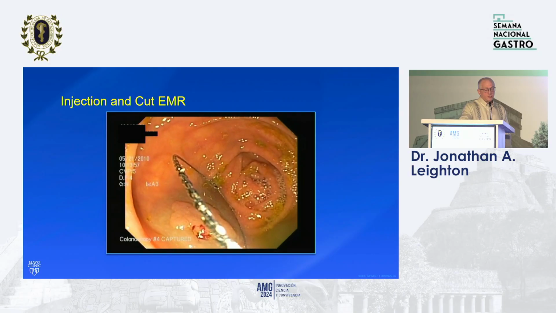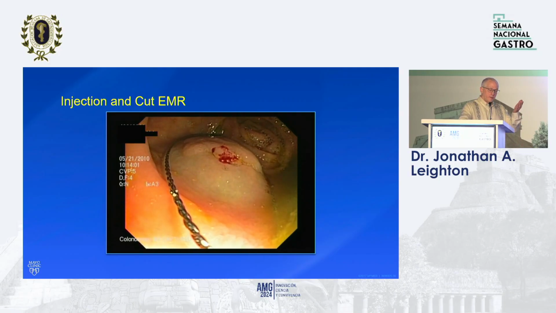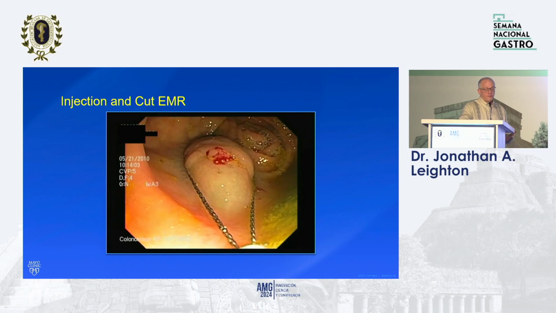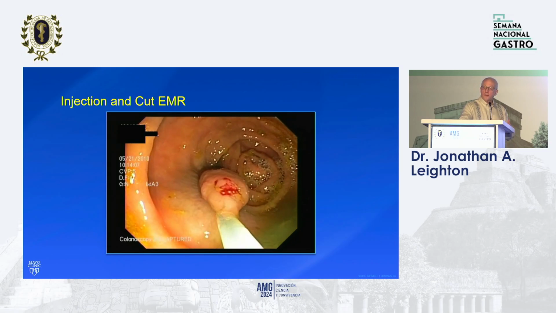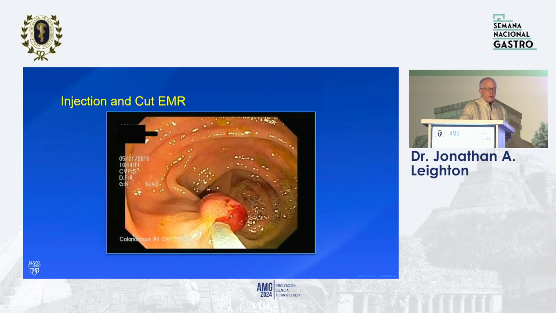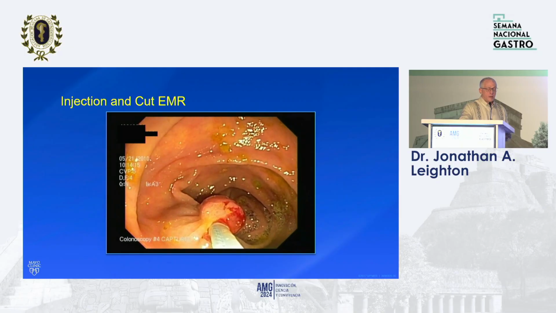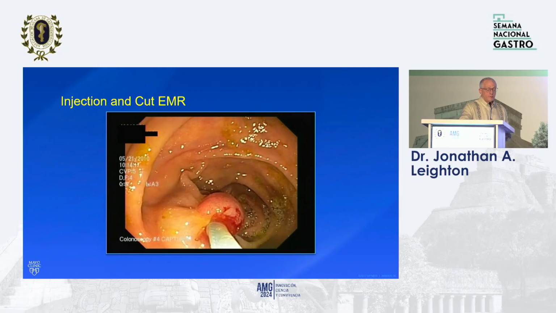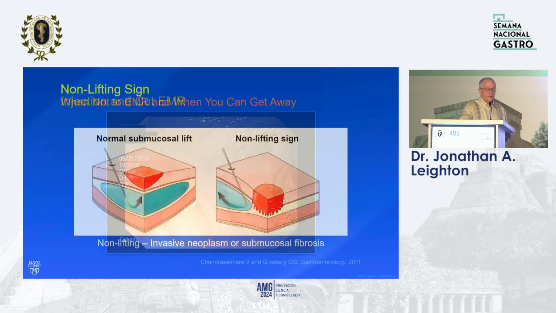And then once you've injected it and you made sure there was a good lift, then you can put the snare around it. If you're worried about muscularis caught in there, you can loosen it a little bit and jiggle it so that you don't catch any of the muscularis. And then you can use the snare and safely cut the lesion off.